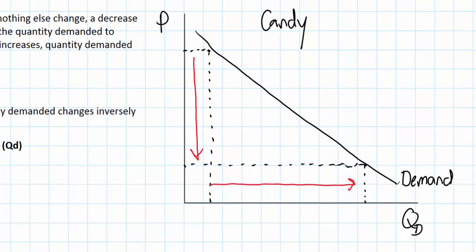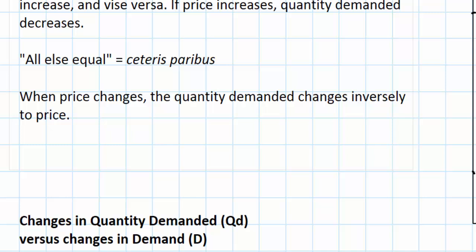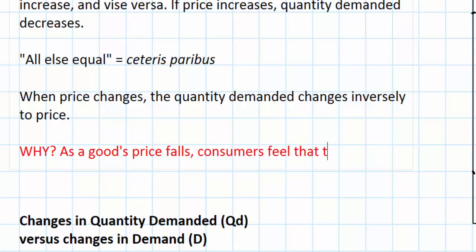Why is this? Why are people willing to buy more of a good as the price of that good falls? Let's take some notes over here to explain why there is an inverse relationship between a good's price and its quantity demanded. There's a couple of explanations for the law of demand. As a good's price falls, consumers feel that their real income is increasing.